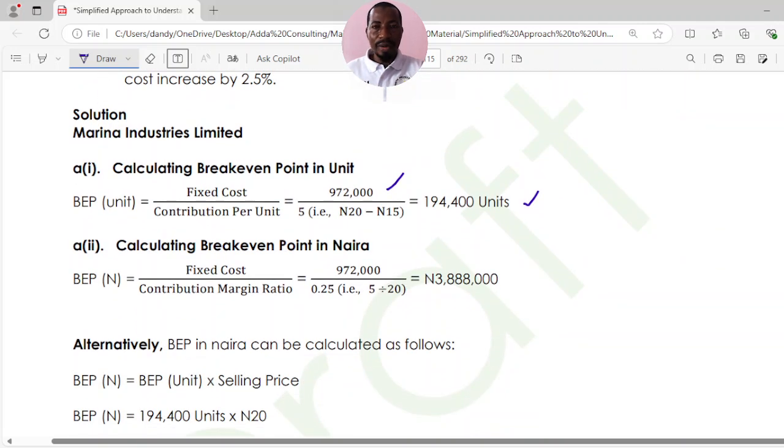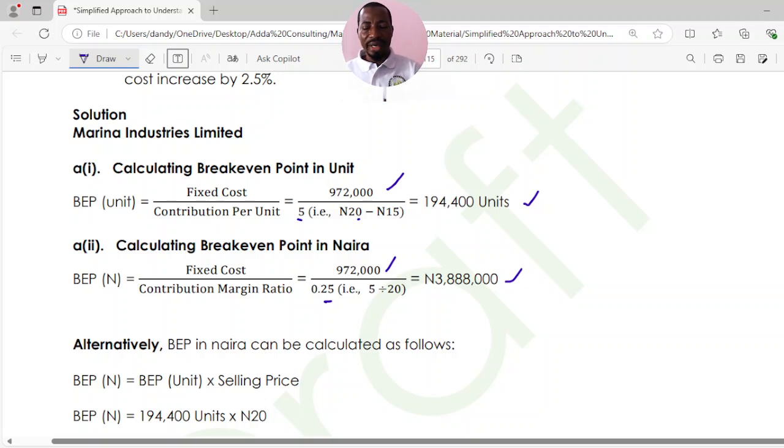To get my break-even point in naira, it is the total fixed cost divided by contribution margin ratio. So I need to calculate the contribution margin ratio. Contribution per unit is 5 naira. Selling price is 20 naira. Therefore, 5 naira divided by 20 naira gives me 0.25. So 0.25 is the contribution margin ratio. For me to now get the break-even point in naira or in value, it will be fixed cost of 972,000 divided by 0.25. That produces 3,888,000. That's the break-even point in naira.